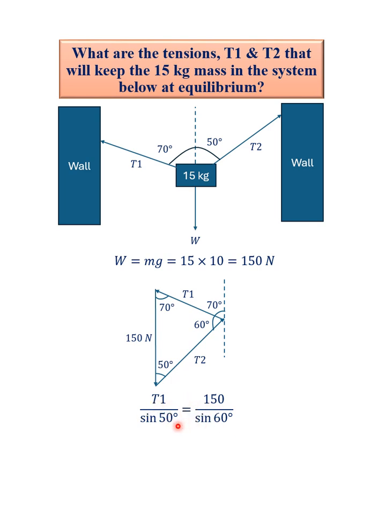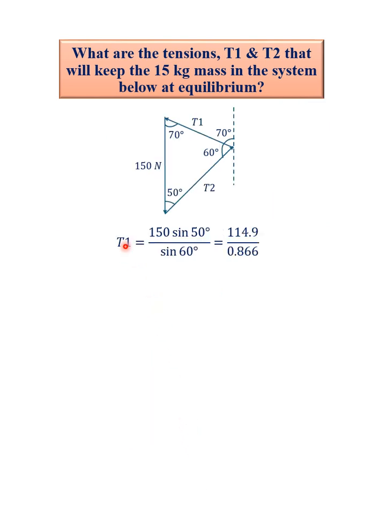Now that we have formed this, let us solve for T1. By cross multiplication, we have T1 sine 60 equal to 150 sine 50. To obtain T1, we can divide both sides by sine 60 degrees to make T1 the subject of the formula. So T1 equals 150 sine 50 over sine 60. If we put 150 sine 50 in the calculator, you'll get 114.9, divided by sine 60, which is 0.866. If you do this division, T1 will give you 132.6 Newton. So the tension T1 is 132.6 Newton.